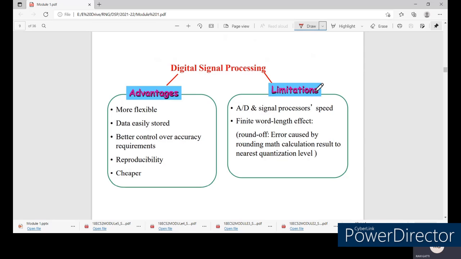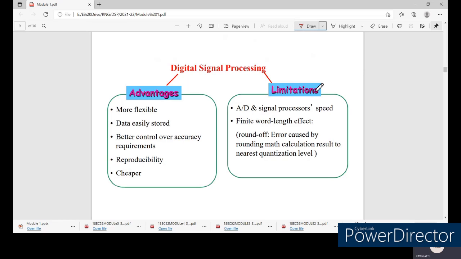But there are some disadvantages. We need to use several analog to digital converters and digital to analog converters, and we need to use signal processors. Because of this, there will be an additional cost for the processing of the signal. So that might be one of the limitations.